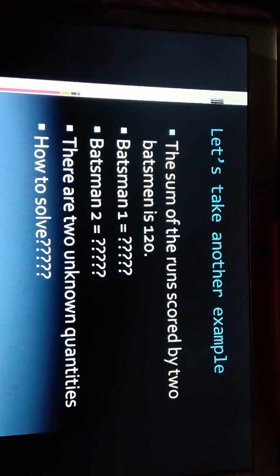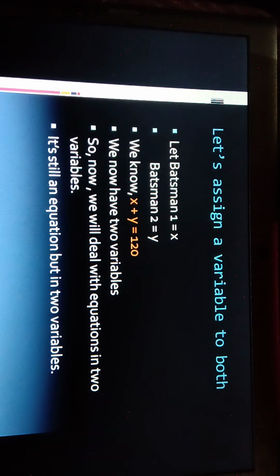See, I told you that we are going to suppose the unknown quantities and here we have two unknown quantities. So what are we going to do? We will assign a variable to both. Batsman 1 scored x runs and batsman 2 scored y runs. And we know the sum of both the scores is 120. So it gives us the equation x plus y is equal to 120. We now have two variables. So now we will deal with equations in two variables. See, it is still an equation, but unlike the previous one, it has two variables.